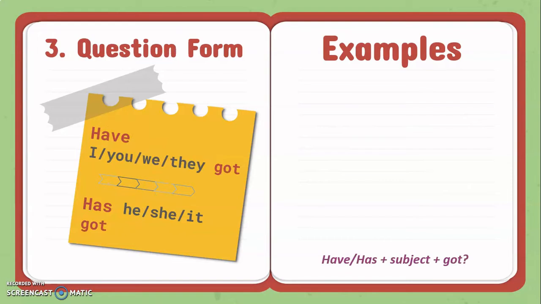Third, we have the question form. For the question form, we use this formula: have or has plus the subject and then got.